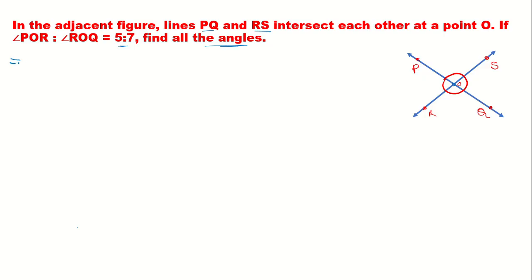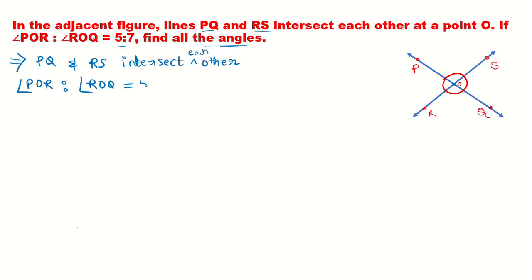So, first write down what is given in the question. It is given that PQ and RS intersect each other, and that angle POR and angle ROQ are in the ratio 5:7. Now, we need to find all the angles, that is angle POR, angle ROQ, angle SOQ and angle POS.